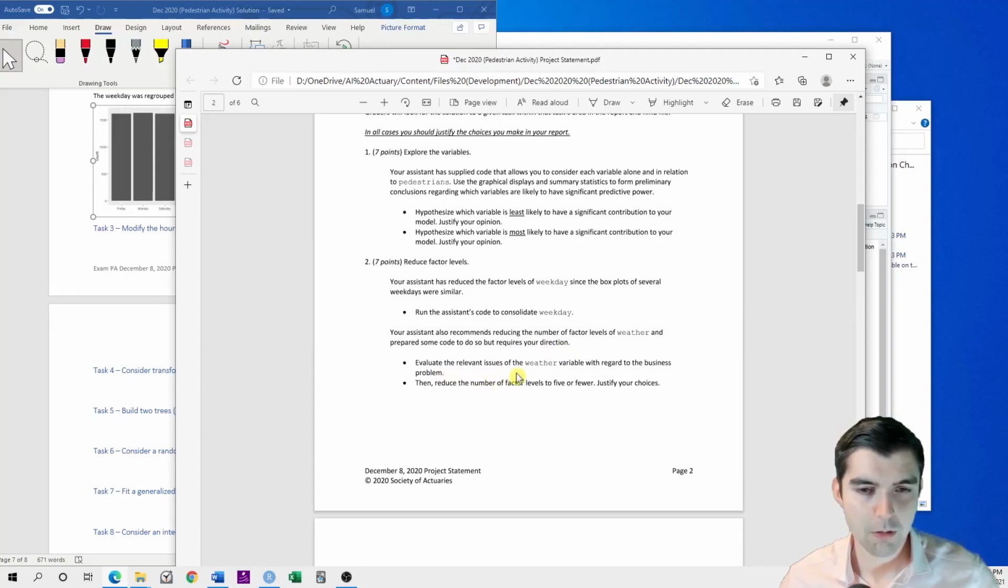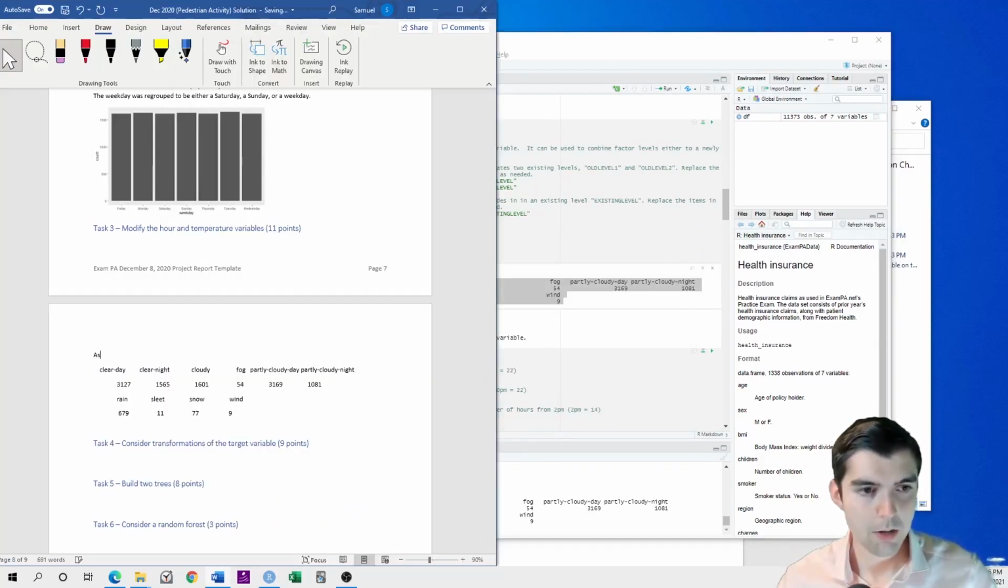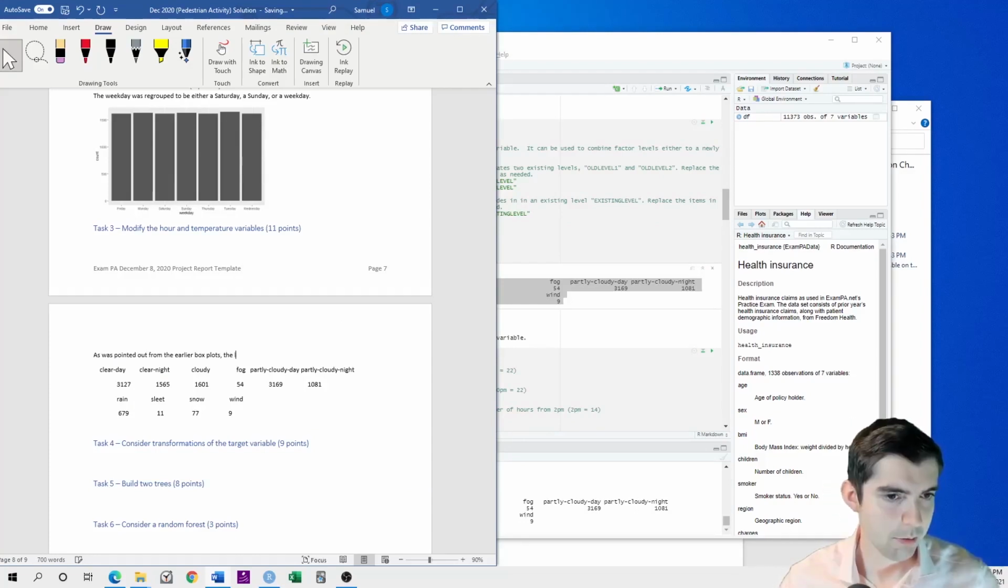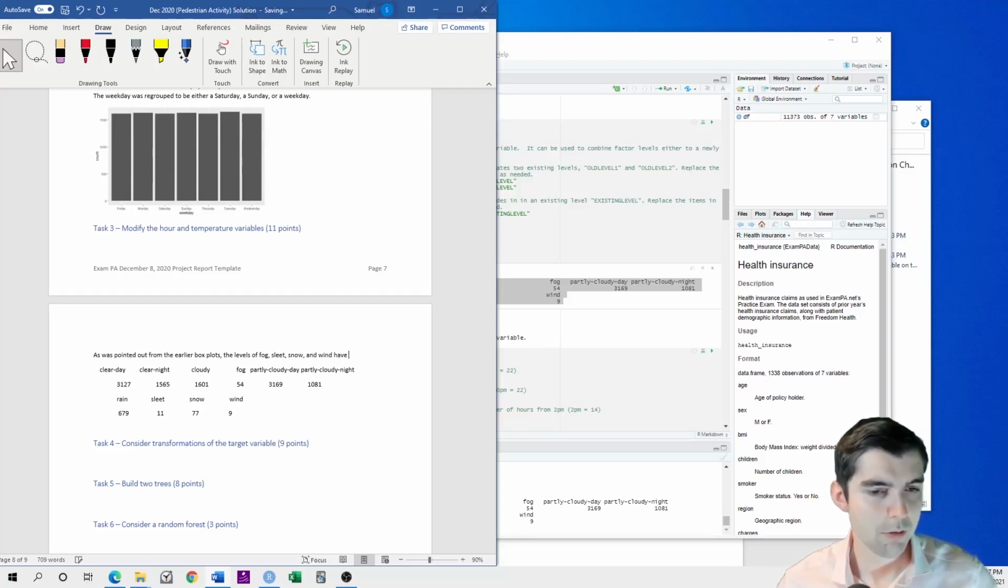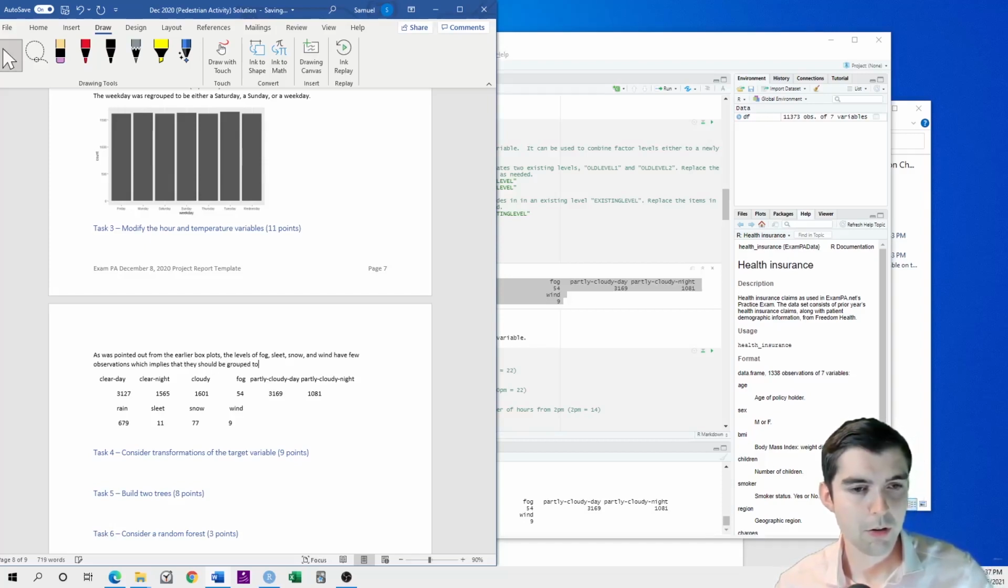Evaluate the relevant issues of the weather variable with regard to the business problem. Then reduce the number of factor levels to 5 or fewer. So here's the weather variable. As was pointed out from the earlier box plots, the levels of fog, sleet, snow, and wind have few observations, which implies that they should be grouped together into simpler groups.